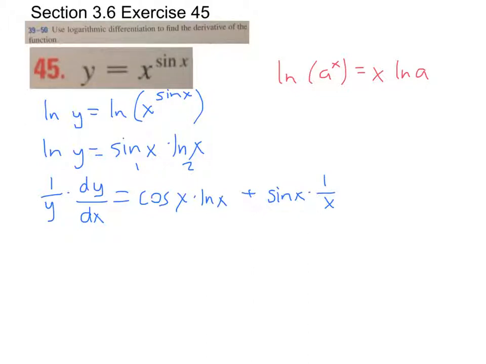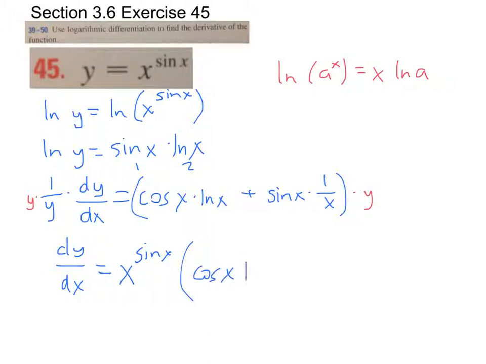So now we can simplify. We can multiply by y on both sides. So we have dy dx is equal to y, and we go back up to our original problem, y equals x to the power sine of x, times, we should do this to show what we're doing, and then we have cosine of x ln of x plus sine of x over x.